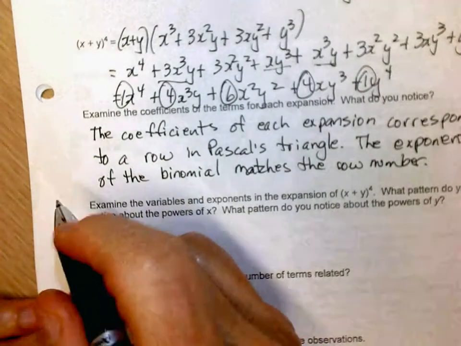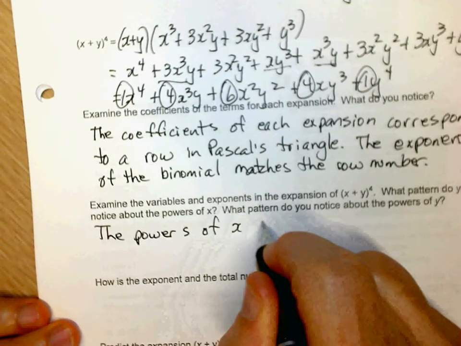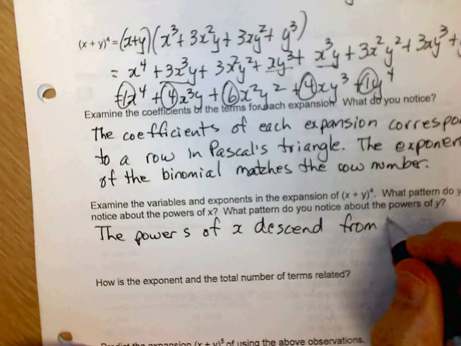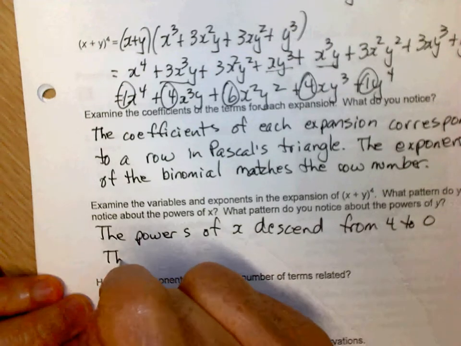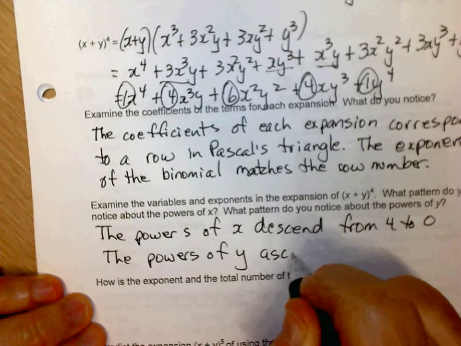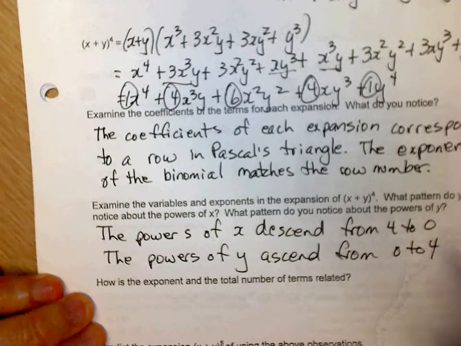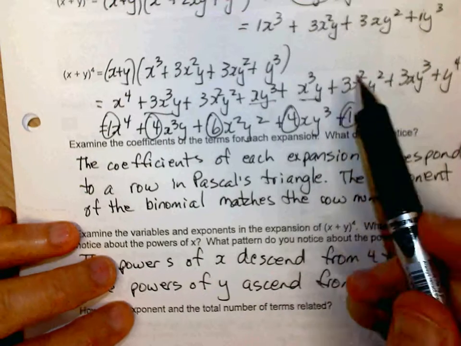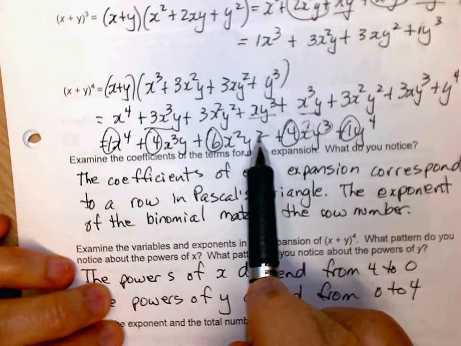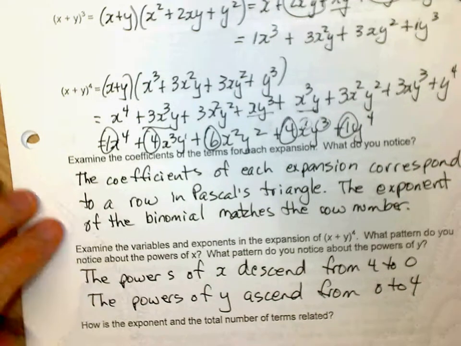Okay, so the powers of x descend from 4 to 0. The powers of y ascend from 0 to 4. Do you notice that 3 plus 1 is 4? When you add the exponents, it adds up to 4. Like 2 plus 2 is 4. 1 plus 3 is 4. The sum of the exponents add up to 4.